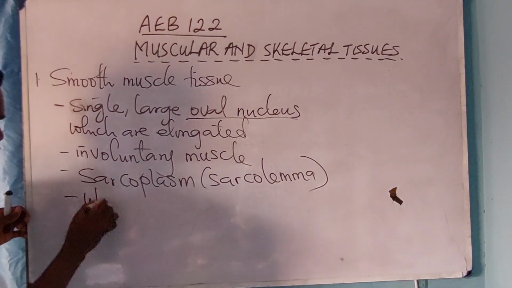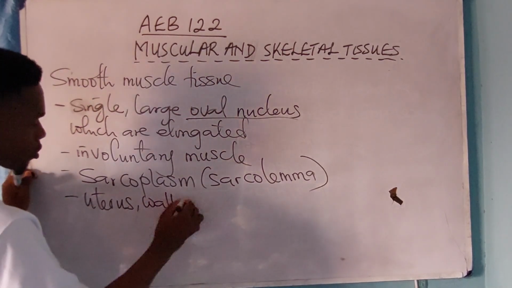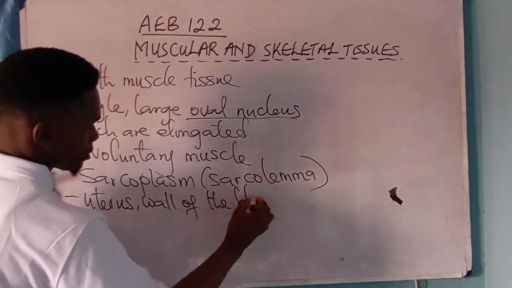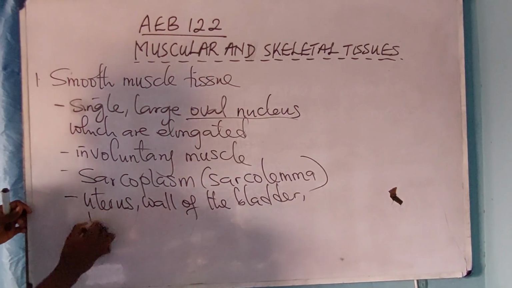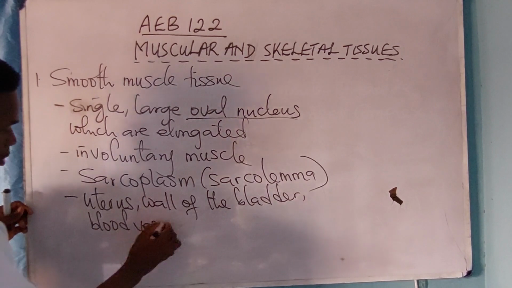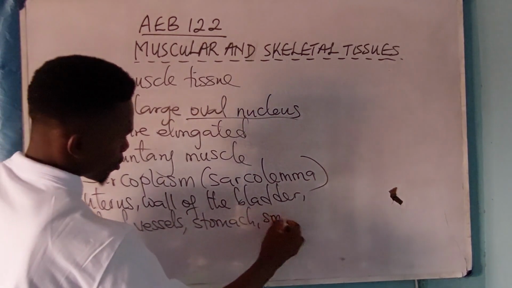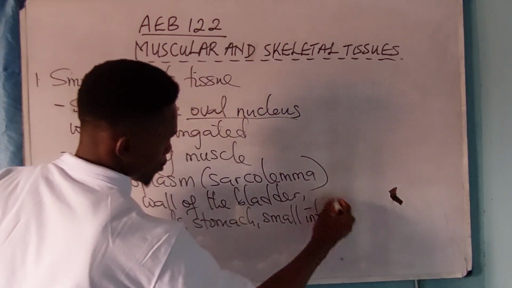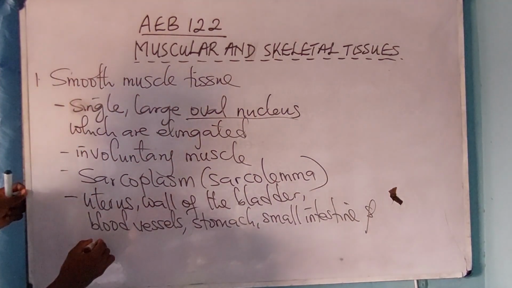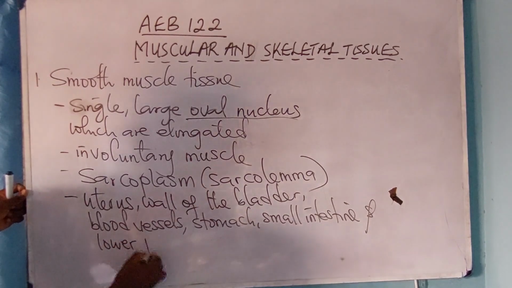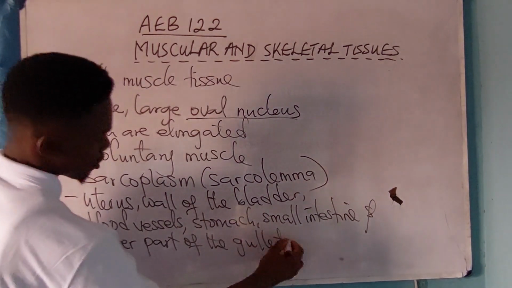They are found in the uterus. They are found in the wall of the bladder, and they are found in the blood vessels. They are found in the stomach, small intestine, and lower part of the esophagus, lower part of the gullet. Let me use gullet. Gullet, so otherwise called what?